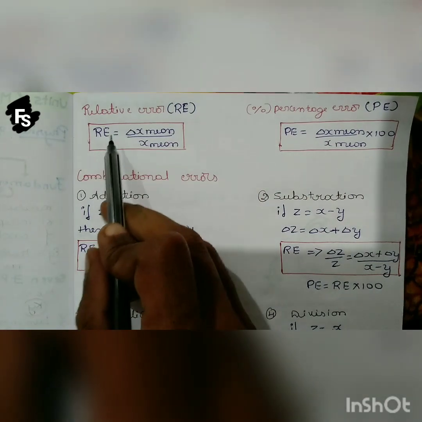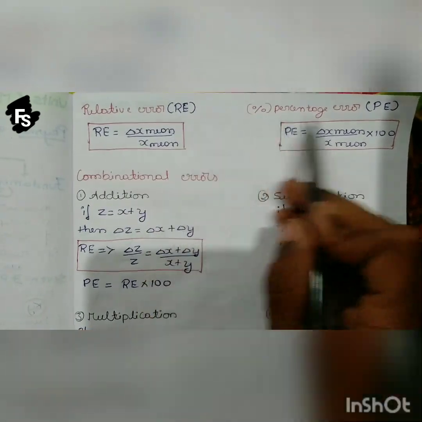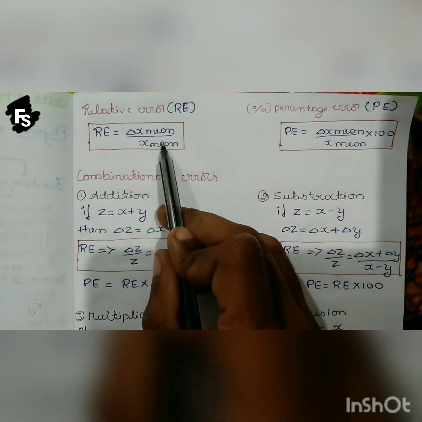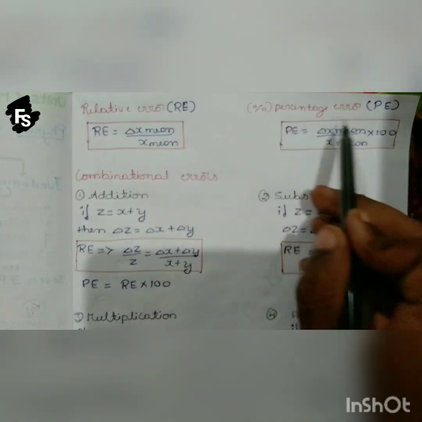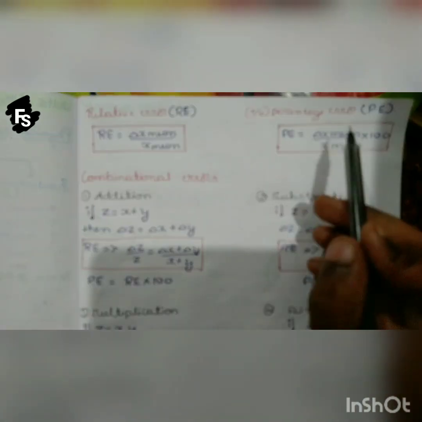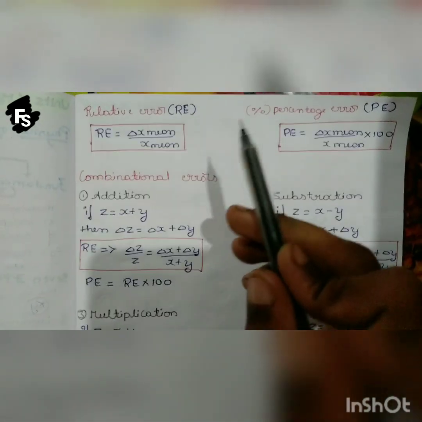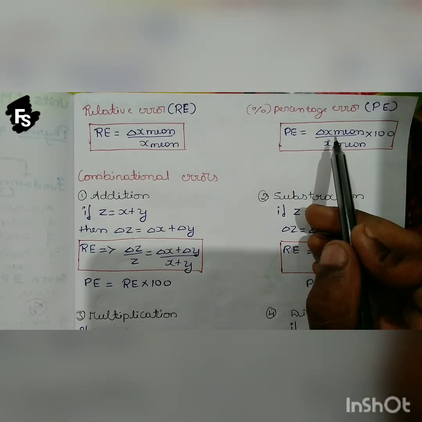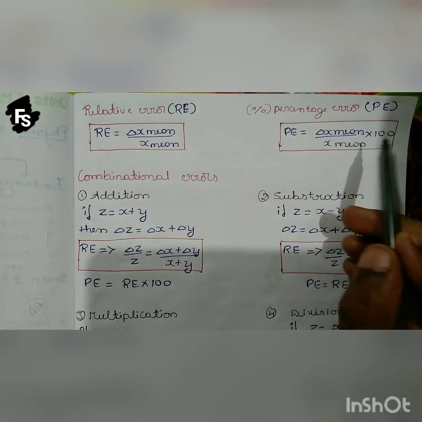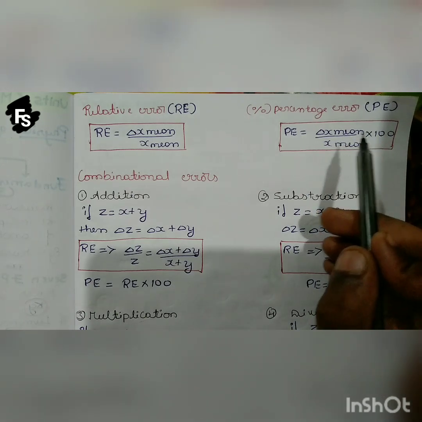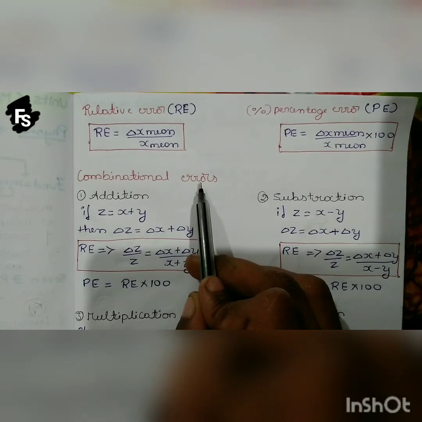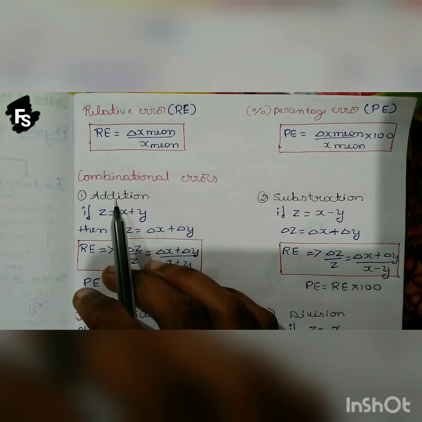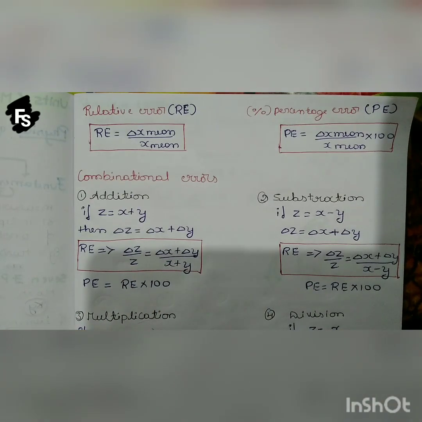Errors are of two types: relative error and percentage error. Relative error means mean absolute error divided by mean value, and percentage error means relative error multiplied by 100. It means percentage error is equal to mean absolute error divided by mean value, into 100. Then we move on to combinational errors. Combinational errors are of 4 types: in addition, in subtraction, in multiplication, and in division.